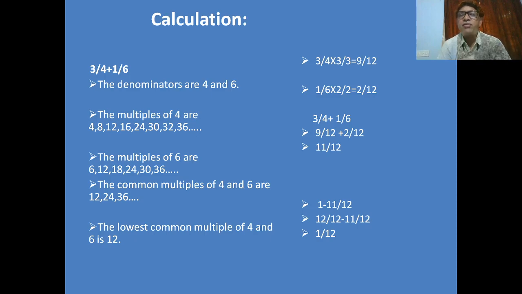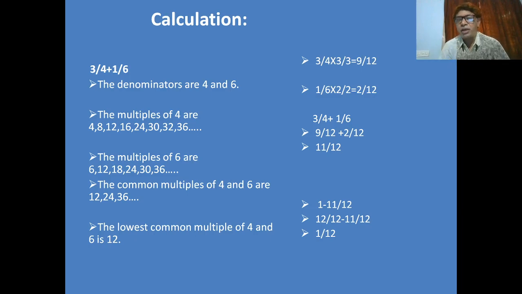Hence 3/4 becomes 9/12, 1/6 becomes 2/12. So in the place of 3/4 we write 9/12. In the place of 1/6 we write 2/12. So if we add 3/4 plus 1/6, we get 11/12.